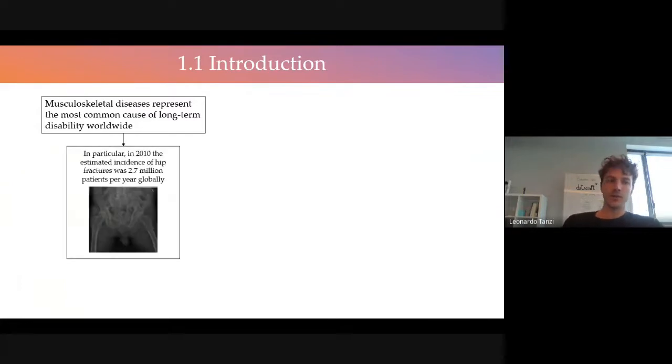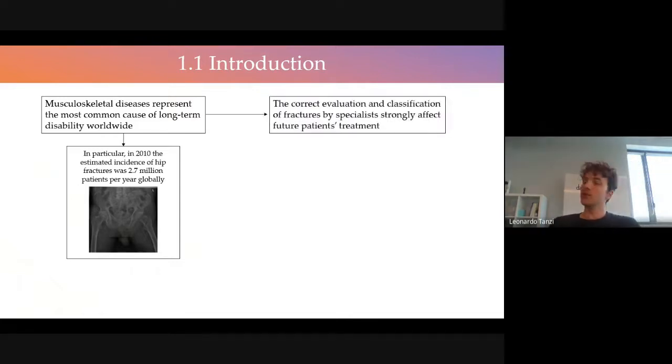So let's start with the fact that musculoskeletal disease represent the most common cause of long-term disability worldwide. In particular, we also know that in 2010, the incidence of hip fracture was 2.7 million per year globally. We also know that the current evaluation and classification of the fractures strongly affect future patient treatment.